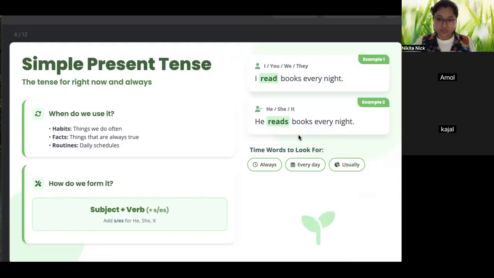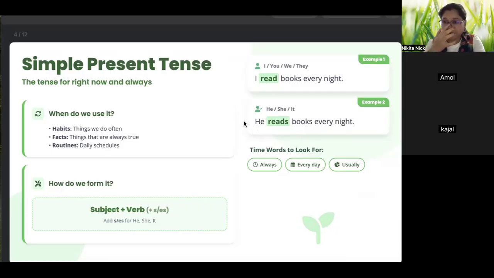Kajal and Pooja reads books every night. Kajal, is she correct? No. So what is the correct form? Kajal and Pooja read books every night. Yes. Why, Pooja? Because you are using the subject as Kajal and Pooja.